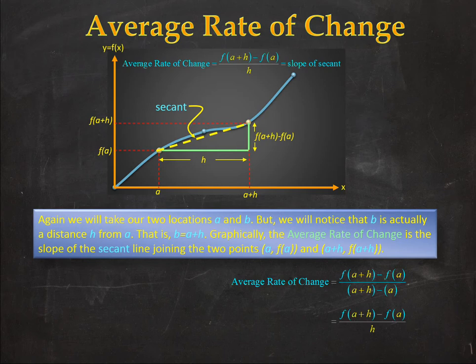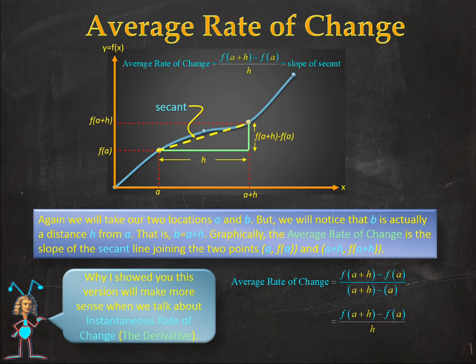I still recommend that you use f of b minus f of a over b minus a whenever somebody asks you to calculate the average rate of change. But I wanted to introduce this concept because it will really make sense when we take up the next story, when we talk about the instantaneous rate of change, which is tied in to the derivative.